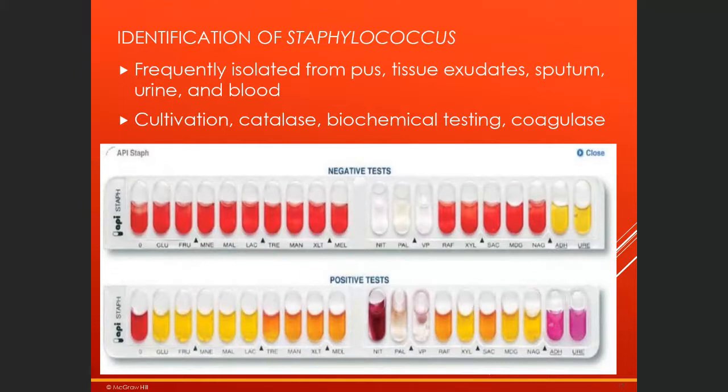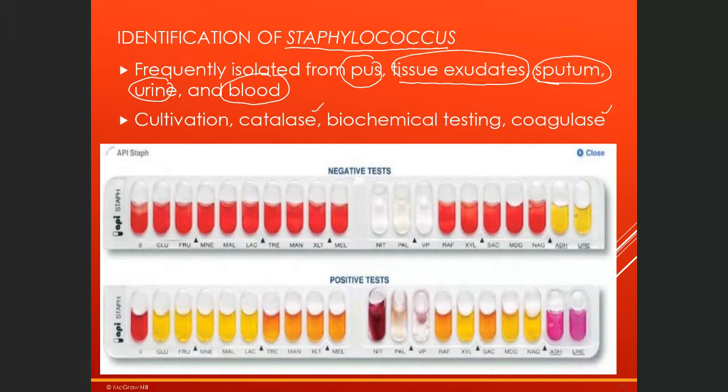Bacteria. So the sample is usually taken from the pus, the tissue exudate, maybe from the sputum, from a urine sample, or maybe from the blood. Then it will be tested: one of them is the catalase test and the coagulase test, and some other tests. This is a complete test over here. This is a negative result, so there are no changes in this set of tests. And this is a positive result.